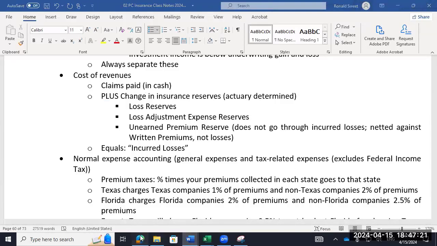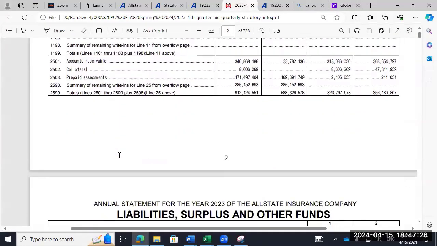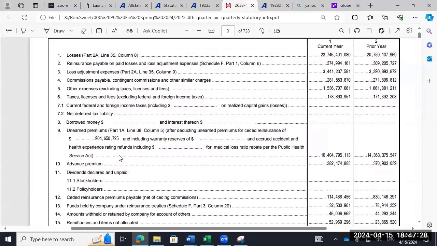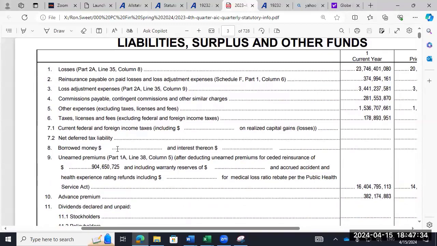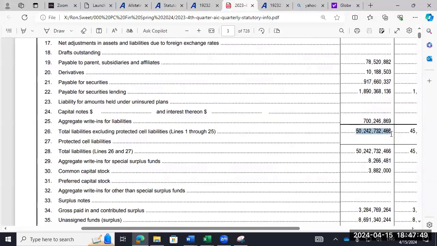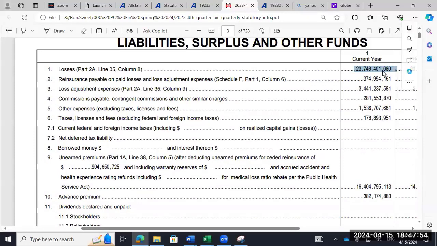So let's look at Allstate. Look at their balance sheet. Do you see any big numbers on this balance sheet? Any numbers stand out to you? The very first one, that's your loss reserves. How did they get that? Part 2 minus part 3. Remember? The total we expect to pay minus what we have paid. $23 billion out of $50 billion in liabilities. So about half of their liabilities is the reserves. Any other big numbers you see?